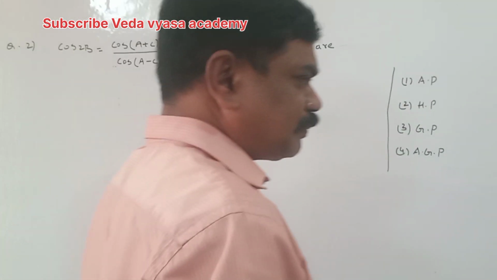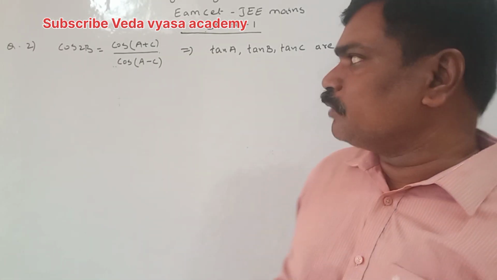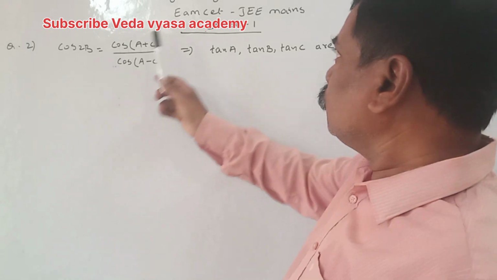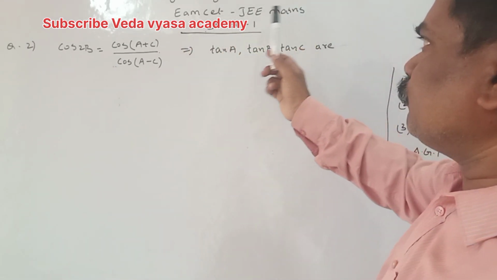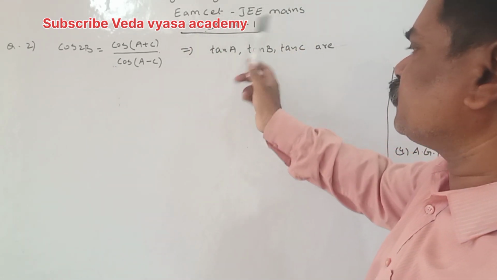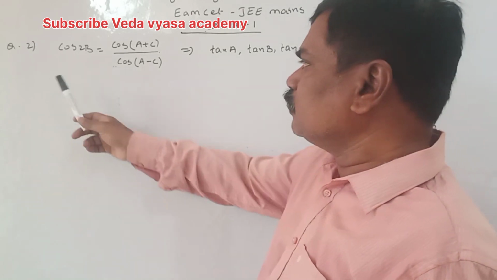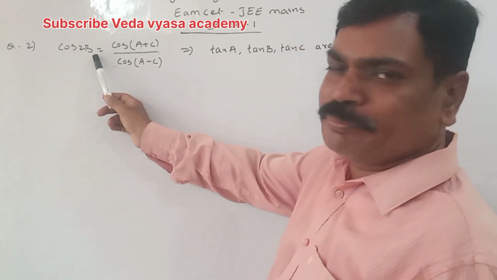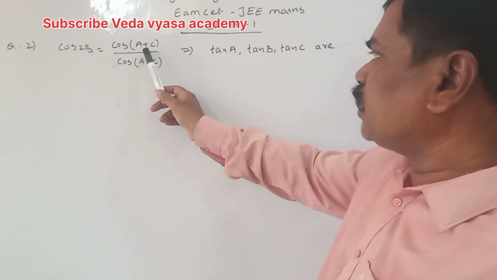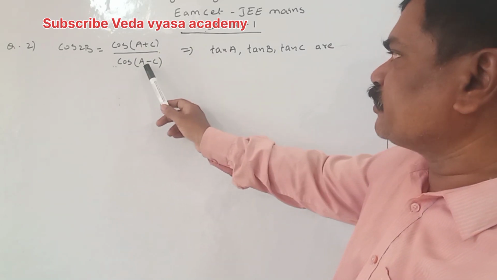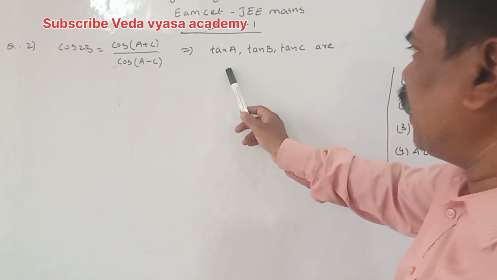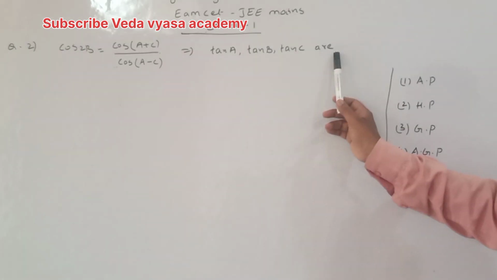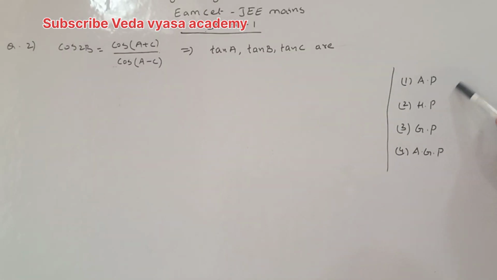Dear viewers, we have the problem on trigonometric transformations, MSET JEE Mains level 1 problems. Here, the second one: cos 2B is equal to cos of (A+C) by cos of (A-C). Tan A, tan B, tan C are in, these are the options given.